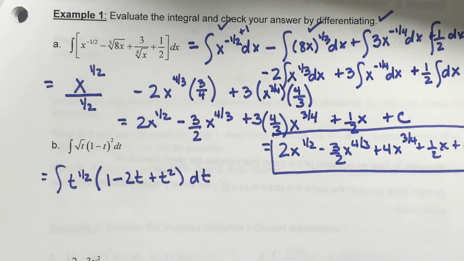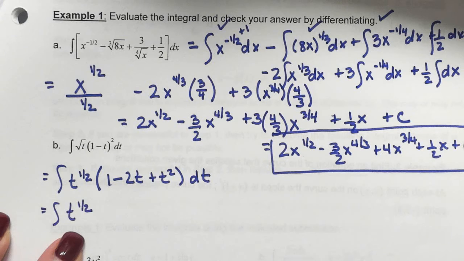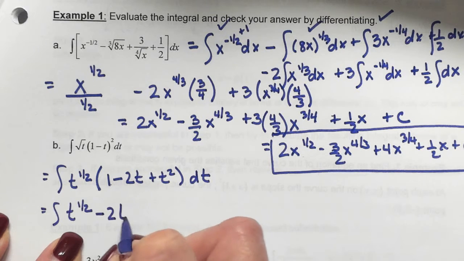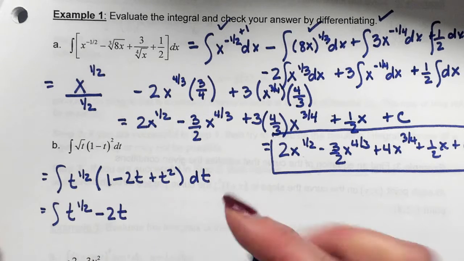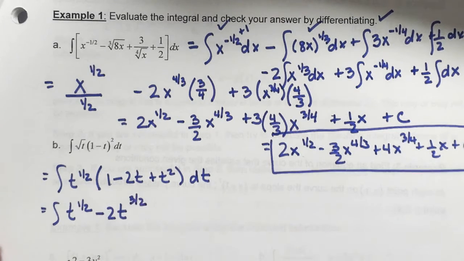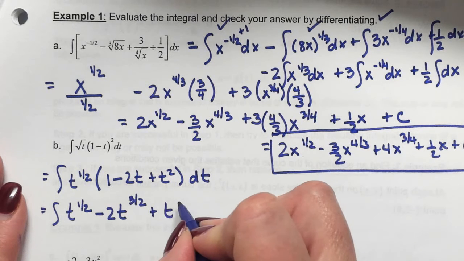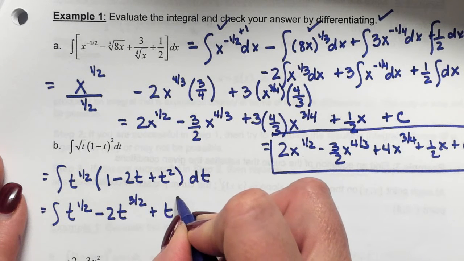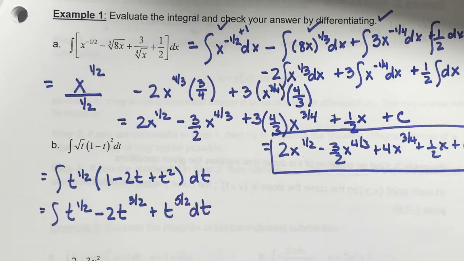Like I mentioned, we do not have a product rule. So you've got to distribute, get rid of the product, so let me distribute the t to the 1/2. So I have t to the 1/2 times 1, which is t to the 1/2, minus 2t. Now when I multiply t to the 1/2 times t to the first, what do I do with those powers? I'm going to add them. So that's going to be a 2t to the 3/2, plus t squared times t to the 1/2 is going to give me a t to the what? 5/2 dt. And now I can integrate term by term.